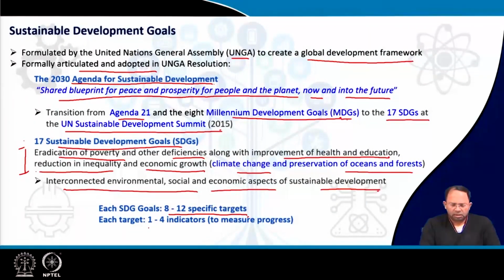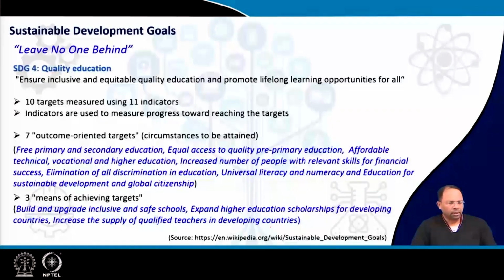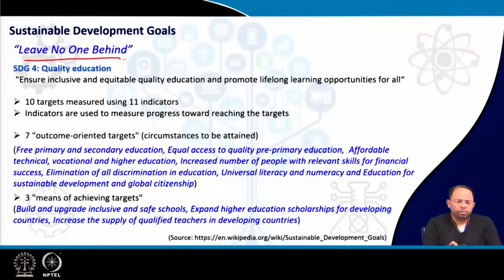Each target has 1 to 4 indicators which tell us if we are really attaining the target or not. These indicators are there to measure the overall progress towards the goals. Now, more or less, the overall motto is to leave no one behind. To give you an example, we will talk about Goal number 4, Sustainable Development Goal 4, which is provision of quality education.